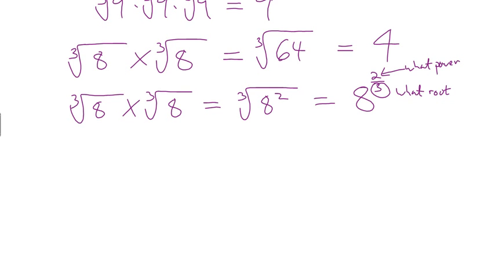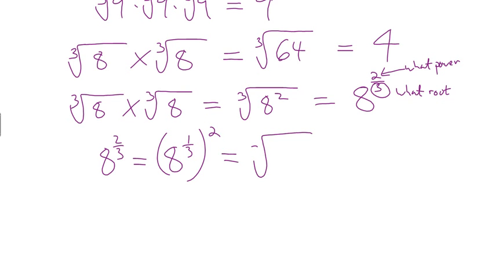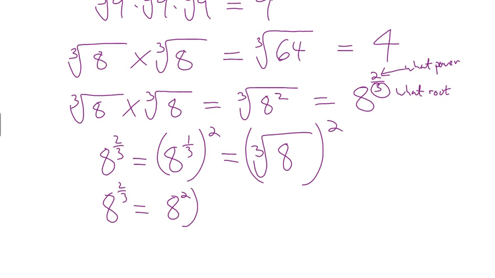Okay, so we could think of 8 to the 2/3 two different ways, really. You can think of it as 8 to the 1/3 squared. Okay, so we're doing power to a power, right? Which would be the cube root of 8 all squared. Take the cube root of 8 and then square it. Or we can think of 8 to the 2/3 as 8 squared to the 1/3. Right? So I can write this either way.